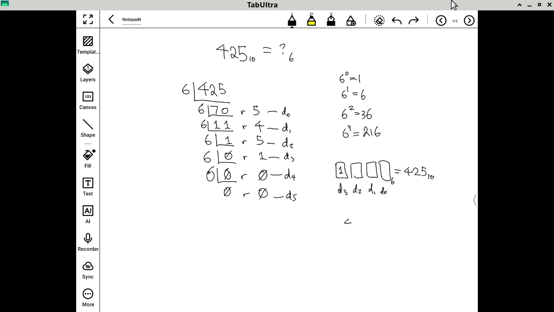So now we go like, okay, 425 minus 1 times 216. There's a 209, 109 left. So now you say, with the remaining portion, which is 109, how many 36 do we have here?